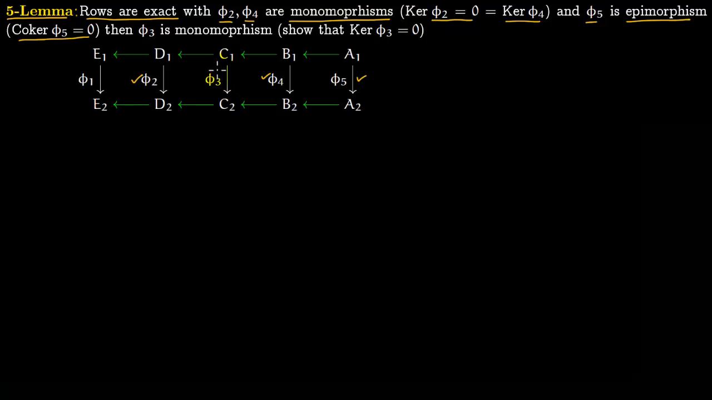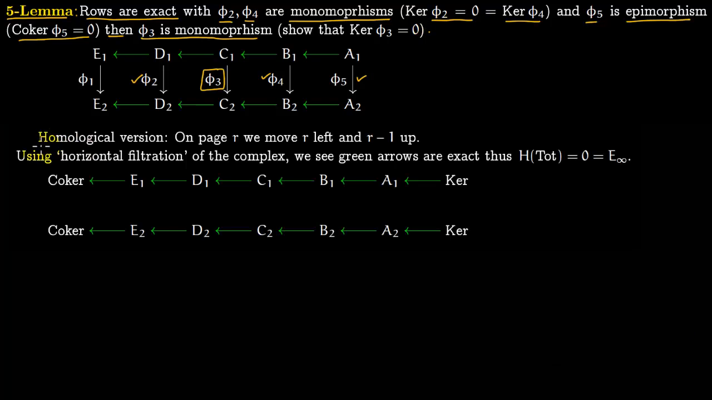Then phi3 is a monomorphism. So we have to show that kernel of phi3 is 0. This is what we have to show. So if the rows are exact, phi2 and phi4 are monomorphisms, phi5 is an epimorphism, then phi3 is a monomorphism. That is, we have to show that kernel of phi3 is 0.